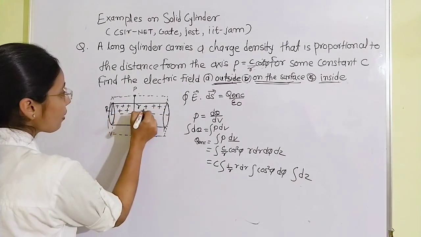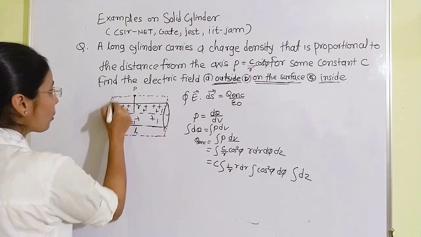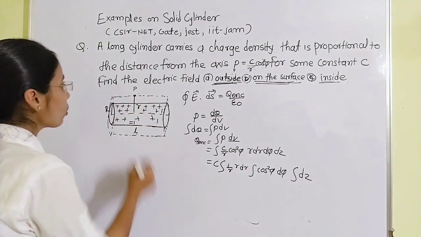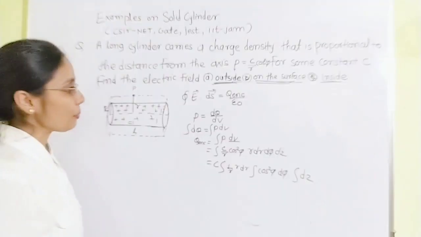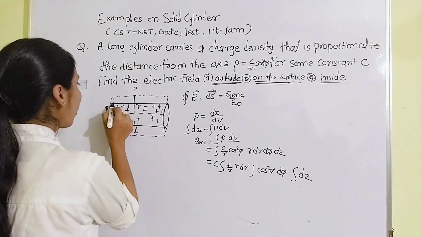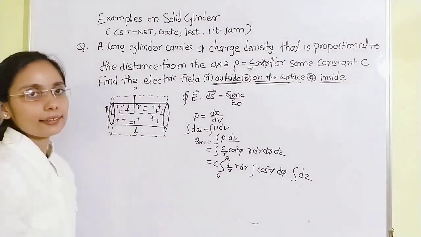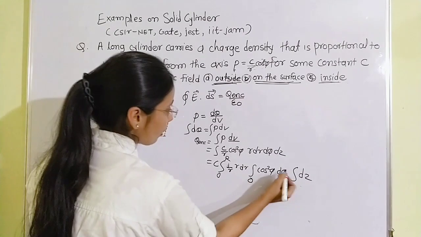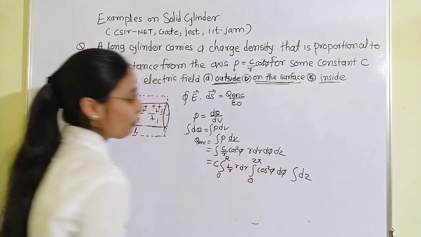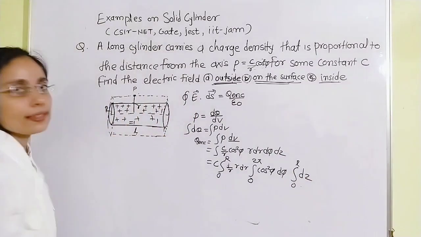Because here the volume charge density is present only up to this point. Outside this Gaussian surface the charge density is not present, so we have to take the limit only as far as our charge density is present. So we take the limit 0 to capital R, which is the limit of the body. The limit for phi is 0 to 2 pi, and the limit for z is 0 to L, because the length of this is L.